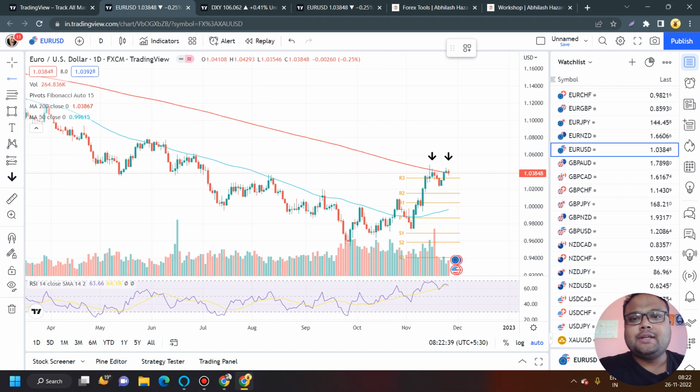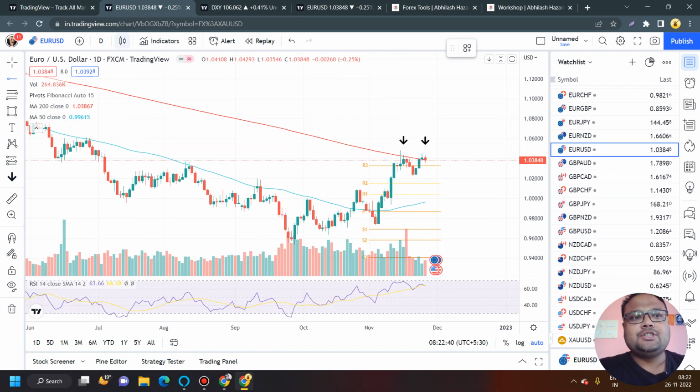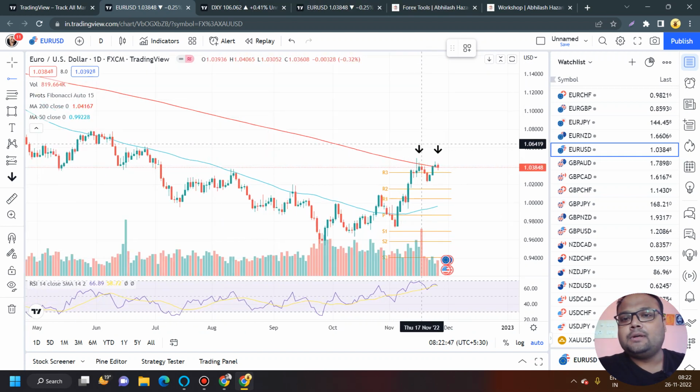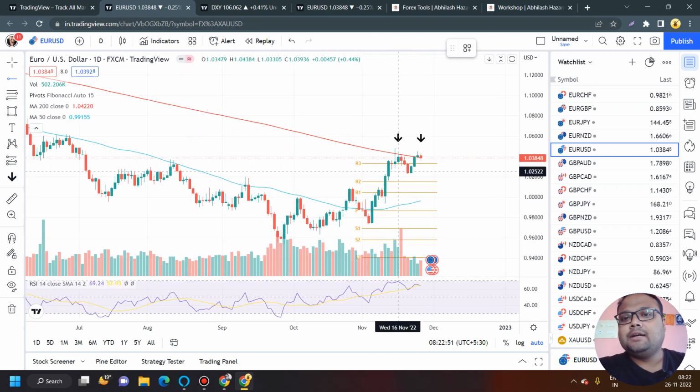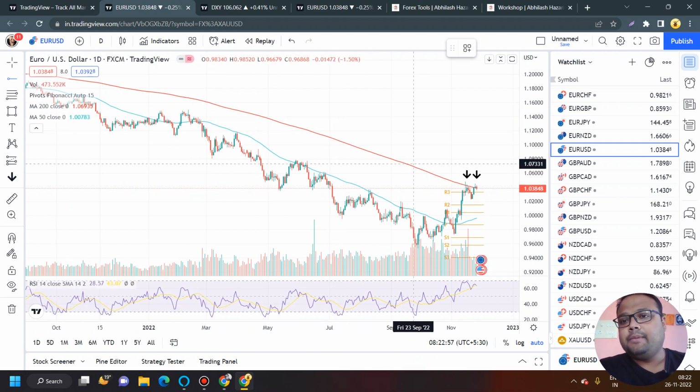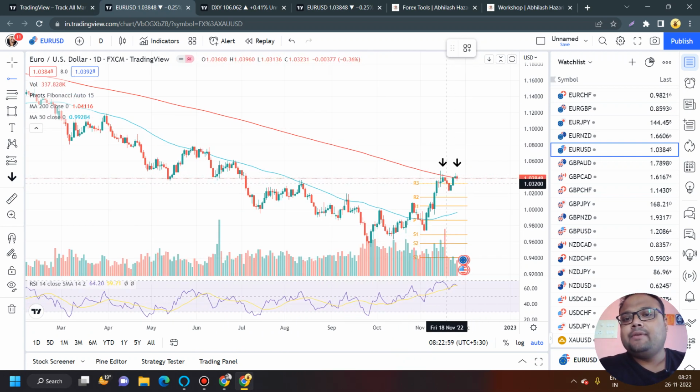Now let's look at the chart of Euro USD. This is a daily chart of Euro USD, and as we have discussed in a previous video also, Euro USD has formed a double top kind of pattern on the daily chart here. A clear double top is visible, and most importantly, we also have the 200 moving average coming down. So at the same level, we have a double top pattern formation going on, as well as the 200 moving average present as dynamic resistance.